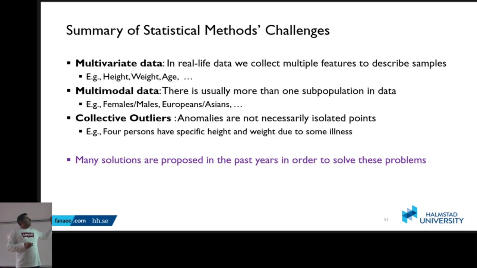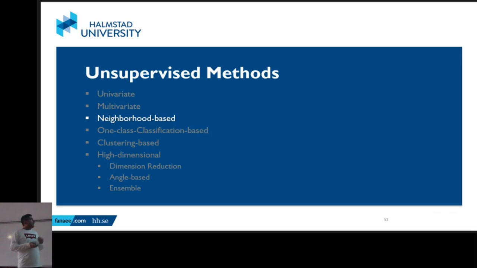So this is a summary of the statistical methods' challenges. One is that in real life, we have multivariate data. We have multimodal data. We have more than one subpopulation of data. And our outliers can also be collective outliers. So many solutions have been developed in past years for solving these kinds of problems. So now we reach the neighborhood-based methods.